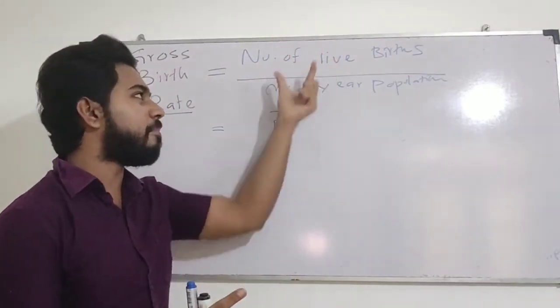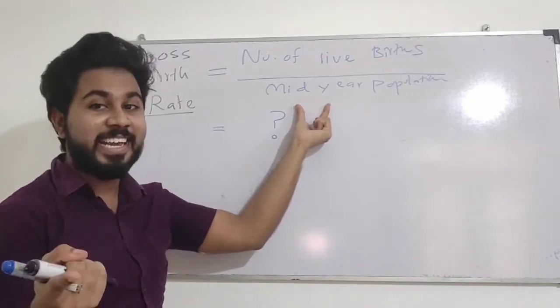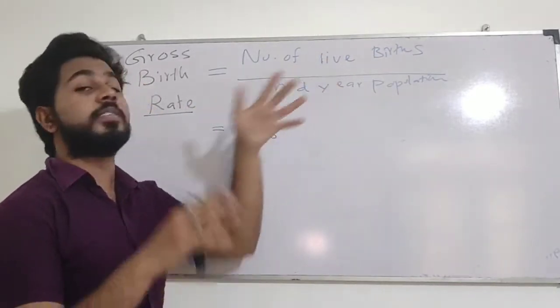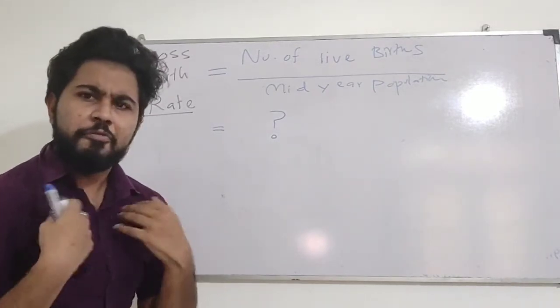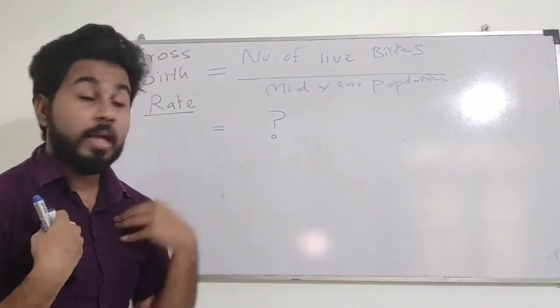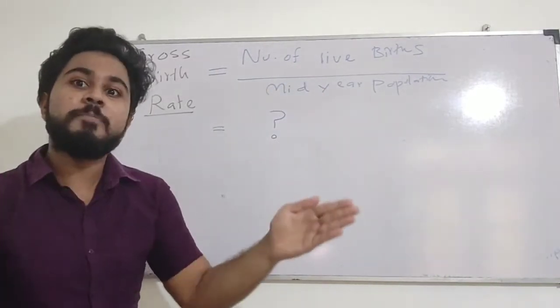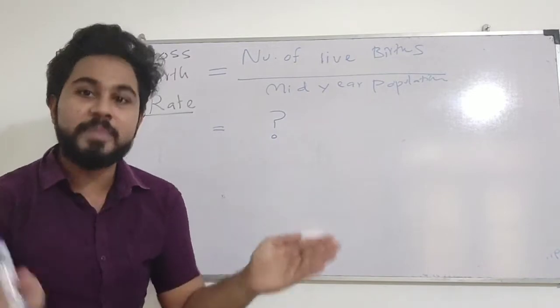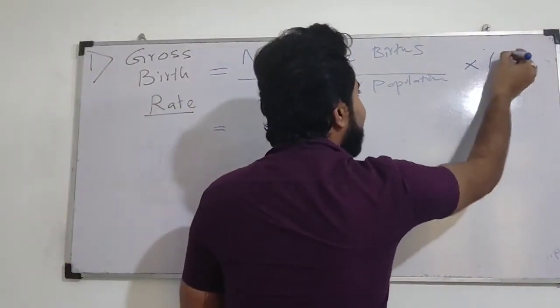So if we divide number of live births by the mid-year population, the answer's meaning is how many live births occurred per one person, right? So if we want to calculate how many live births happen per 1,000 persons, then we should multiply this by what? 1,000.